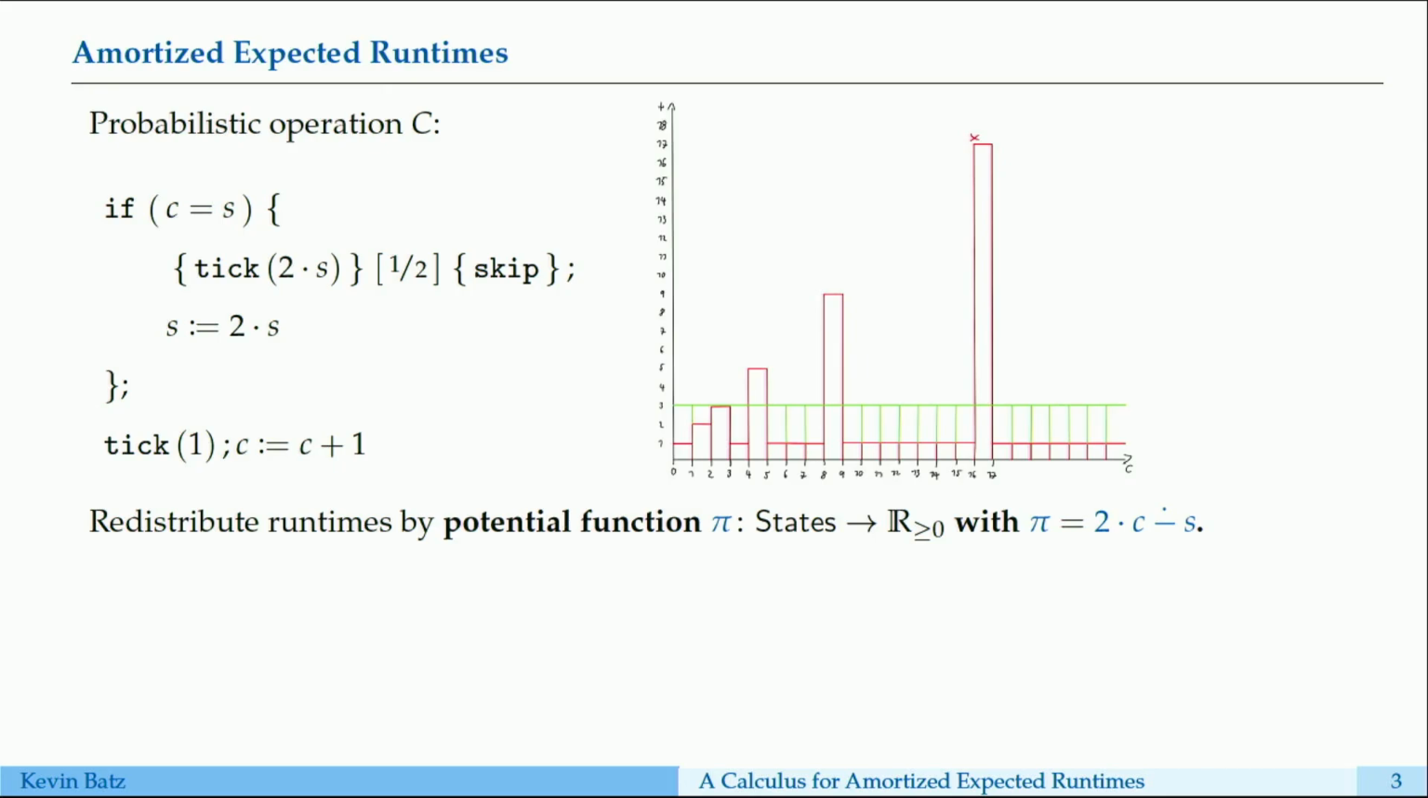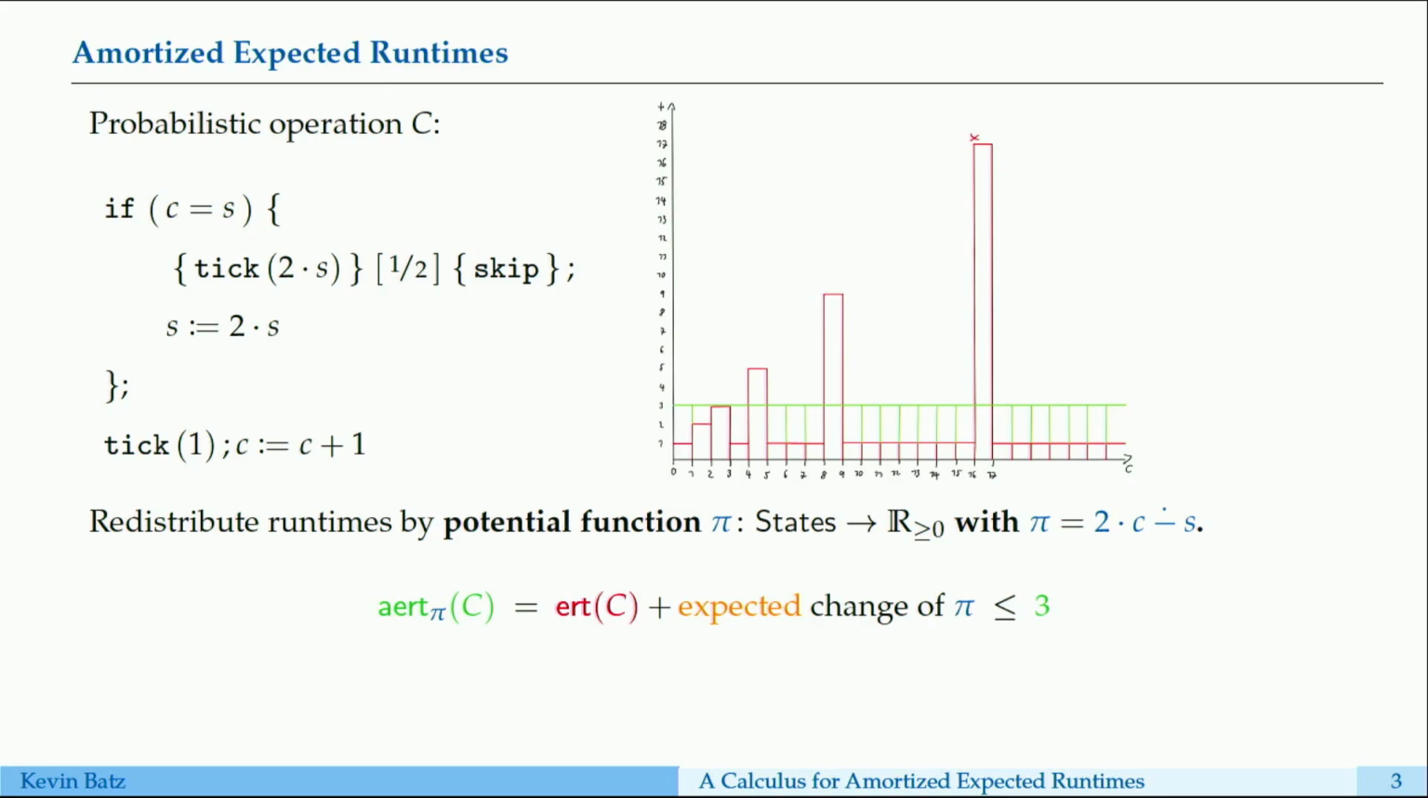And we must choose the potential function in such a way that the potential slightly increases in expectation for the cheap operations and drastically decreases in expectation for the expensive operations. We then define the amortized expected runtime of an operation as its actual expected runtime plus the expected change of the potential caused by executing the operation. And this expected change will be slightly positive for the cheap operations, and it will be negative for the expensive operations. So in this particular case, one can show this is indeed upper bounded by a constant.